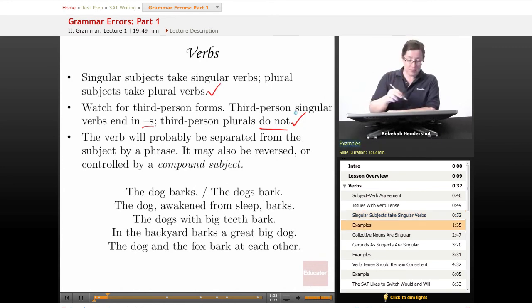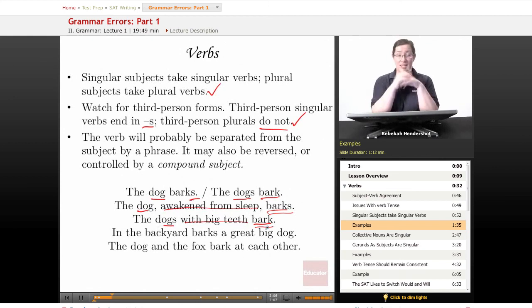So, let's start with the simple version. The dog barks. Dog is singular, so it ends in the singular form, which ends in S. Dog barks. But if dogs is plural, then it becomes bark, and the S goes away. Now, the subject may be separated from the verb by a phrase. The dog, still the subject, awakened from sleep, there's that phrase, barks, still our verb, still the singular form. The dogs, plural, with big teeth, oh, prepositional phrase, you can always cross those out, bark. Once again, subject is dogs, verb is bark.